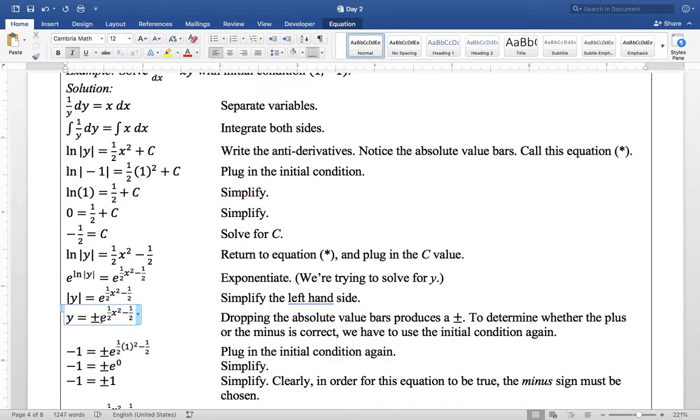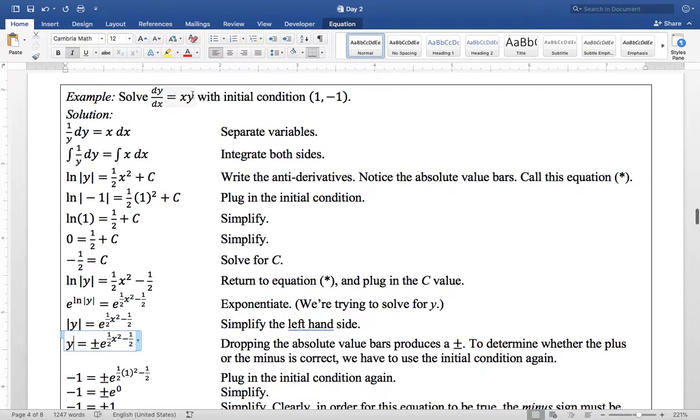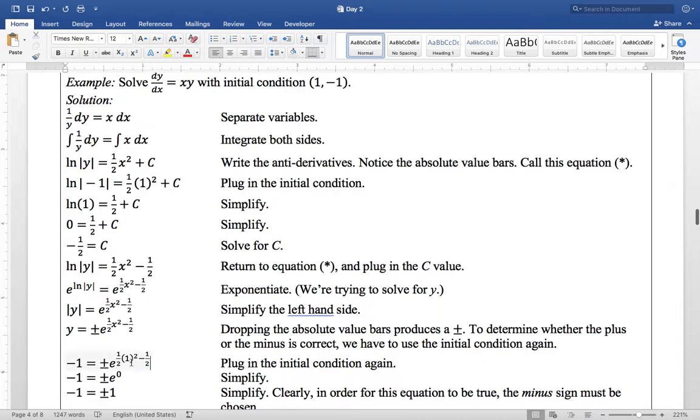Now the thing is, we're not done, because there's supposed to be one and only one function which satisfies the differential equation and matches this initial condition. But because of the plus or minus, we actually have two functions written down. I promise that only one of them is correct, not both. To find out which one is correct, you should actually plug the initial condition in again. If you replace x with 1 and y with -1, we get here.